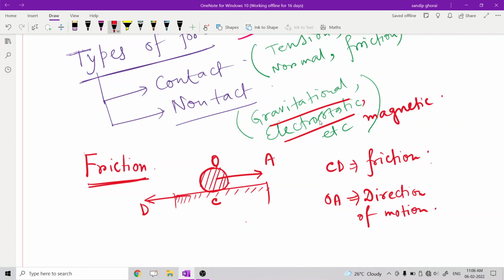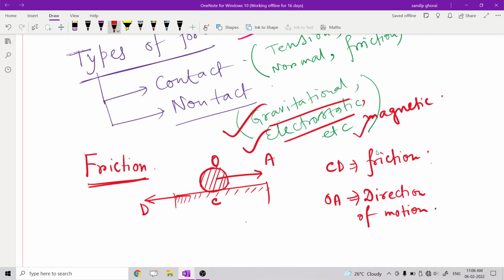And what are the definitions of these forces? Gravitational force means the force that acts between two different bodies which have mass. Electrostatic force means the force between two charged bodies, or one charged and one uncharged body. And what is magnetic force? That means the force of attraction between two magnets, or one magnet and one magnetic substance.